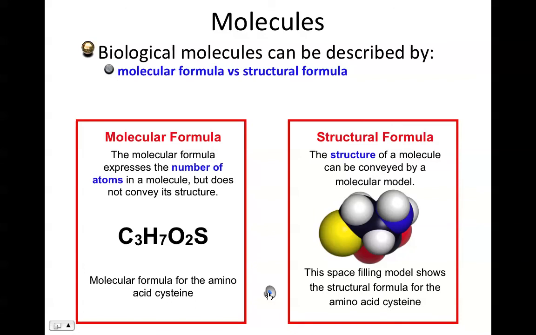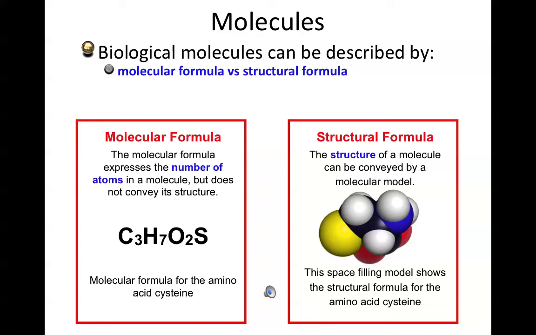There are two ways that biologists frequently describe biological molecules. We can use the molecular formula that simply tells us the number of atoms of different elements that are used in the construction of the molecules, and we can also use little pictures, or what we call the structural formula, that simply illustrate, using pictures, the atoms of the different elements that are used to construct the molecule.